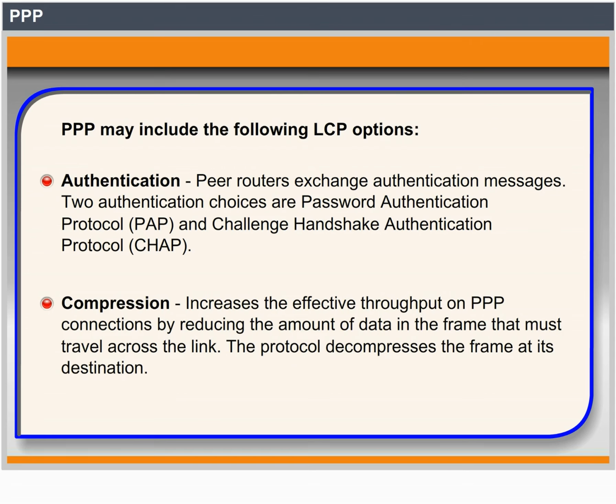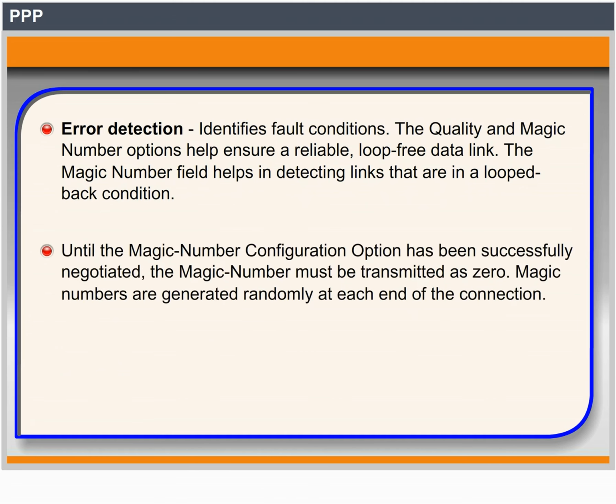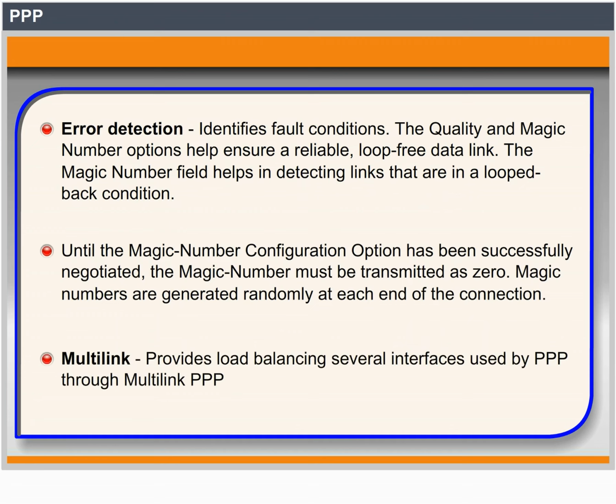Error detection identifies fault conditions. The quality and magic number options help ensure a reliable, loop-free data link. The magic number field helps in detecting links that are in a looped back condition. Until the magic number configuration option has been successfully negotiated, the magic number must be transmitted as 0. Magic numbers are generated randomly at each end of the connection. Multi-link provides load balancing over several interfaces used by PPP through multi-link PPP.